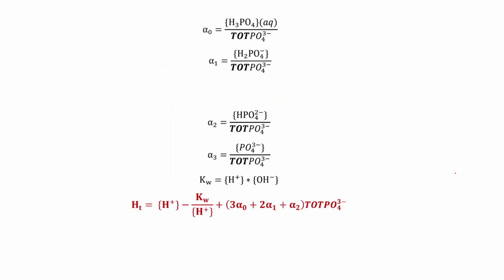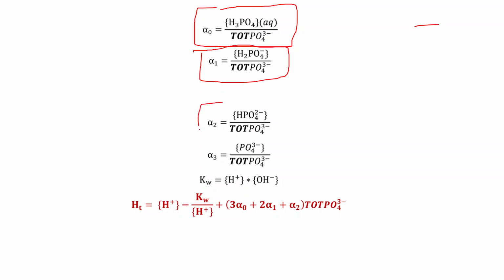Moving forward, alpha naught is H3PO4 divided by total phosphate. Alpha 1 is H2PO4 divided by total phosphate. Alpha 2 is HPO4 divided by total phosphate, and alpha 3 is PO4 divided by total phosphate. Why these many alphas? Because this is a triprotic acid. Three protons are available. That's why.